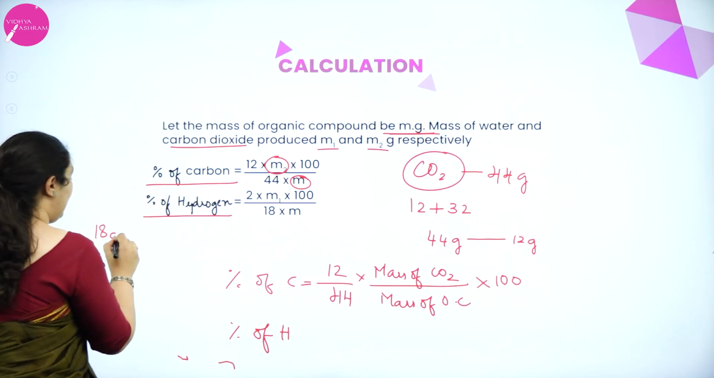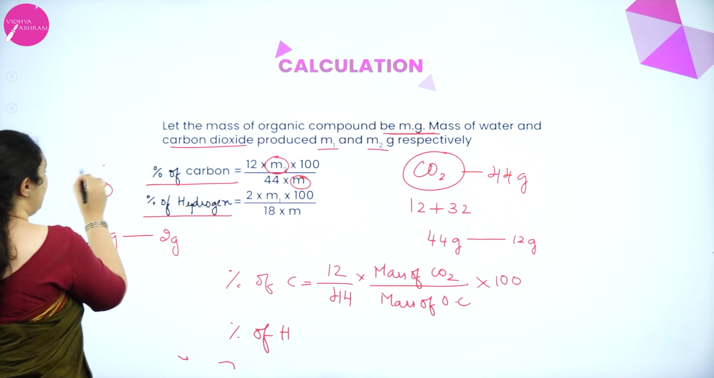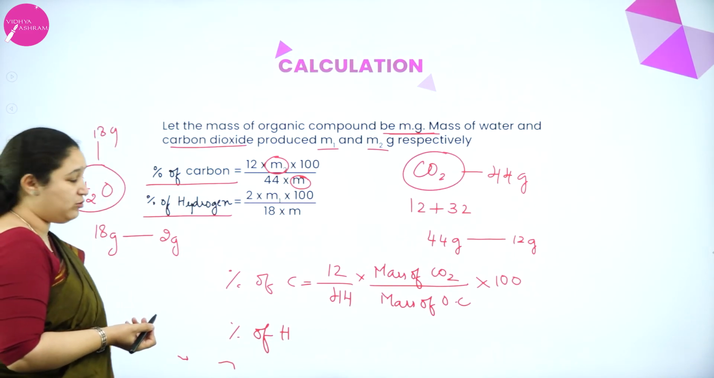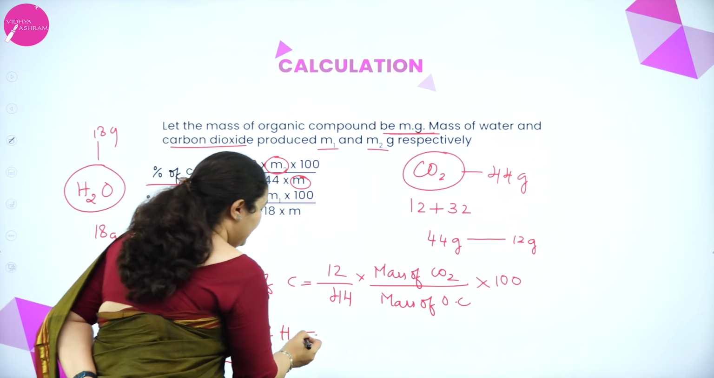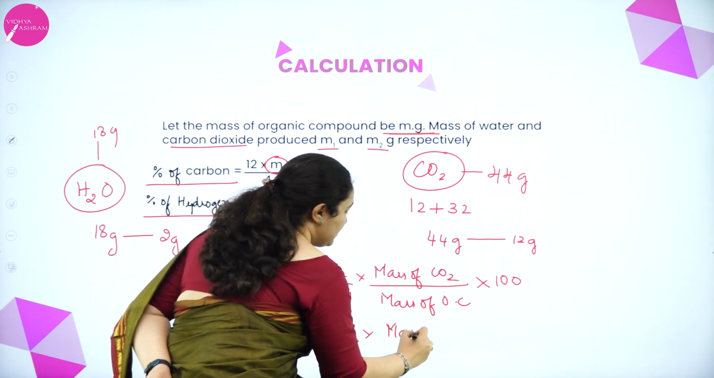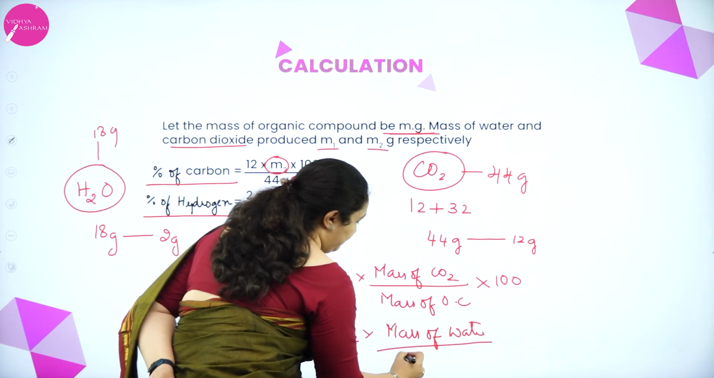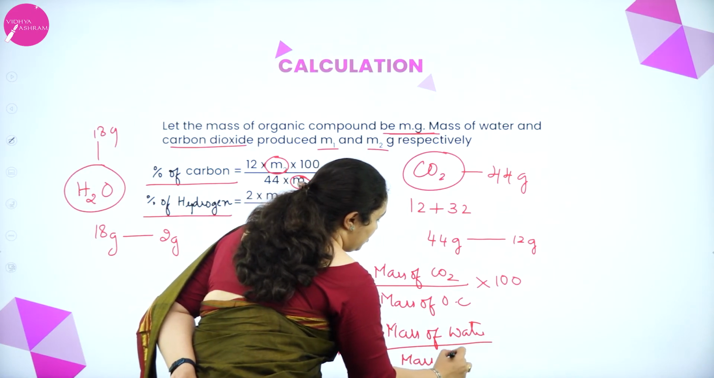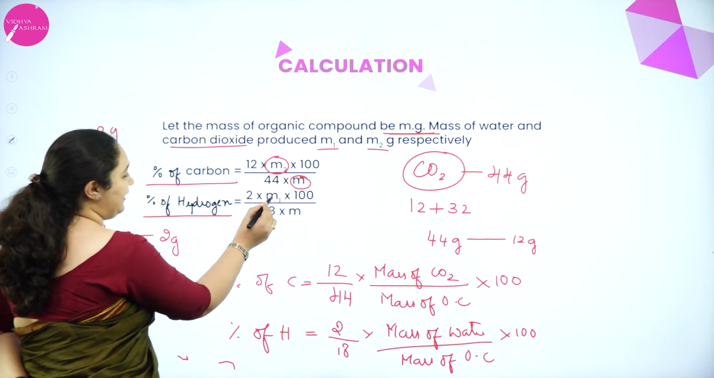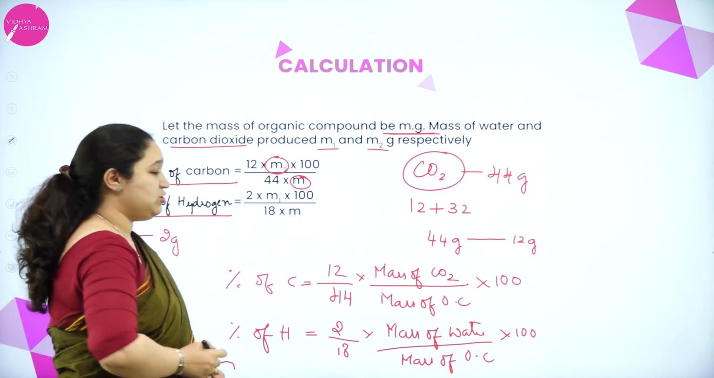Similarly, for the percentage of hydrogen, the organic compound got converted to water. 18 grams of water contains 2 grams of hydrogen. H2O, mass is 18 grams, and out of that, only 2 grams is hydrogen. So we take 2 divided by 18 into mass of water by mass of organic compound into 100. That is nothing but 2 by 18 into m1 by m into 100. I'll get the percentage of hydrogen.